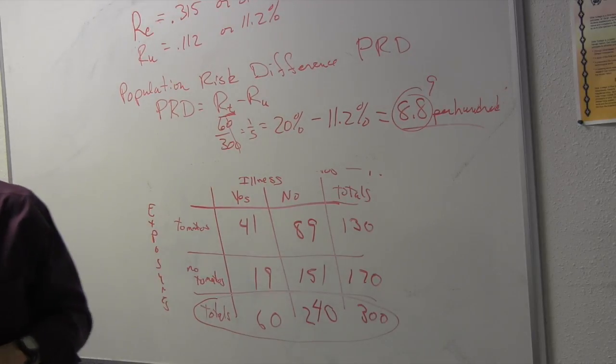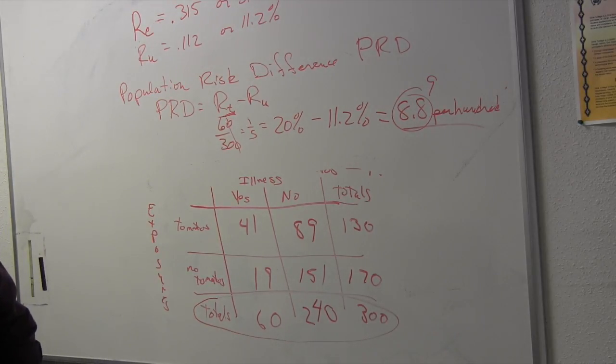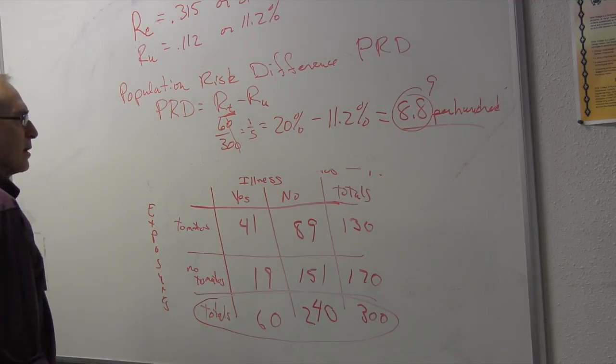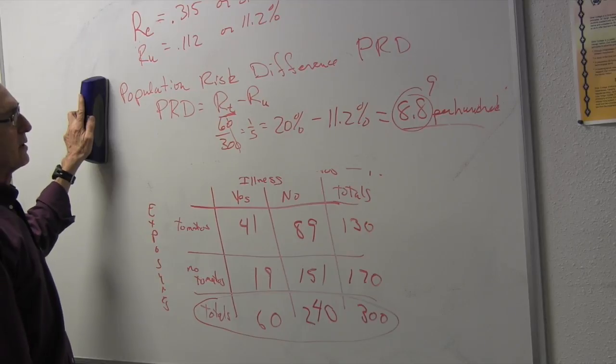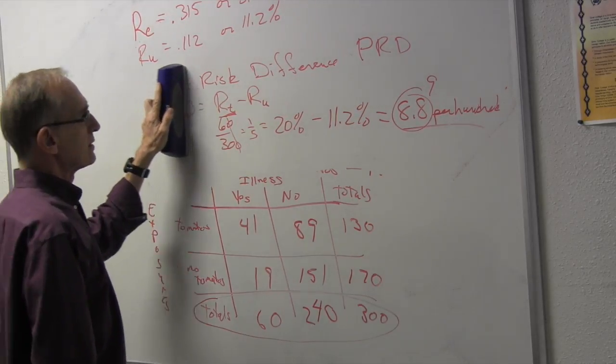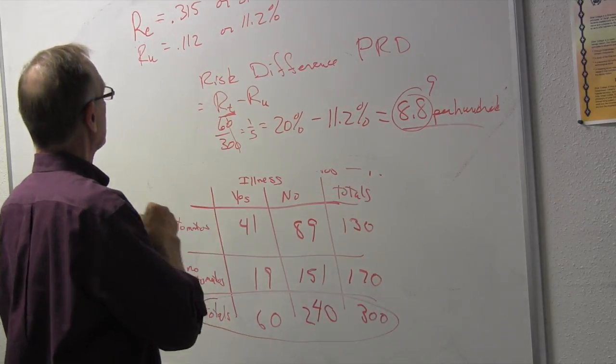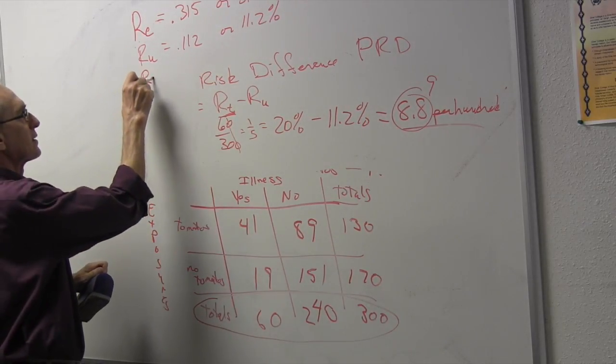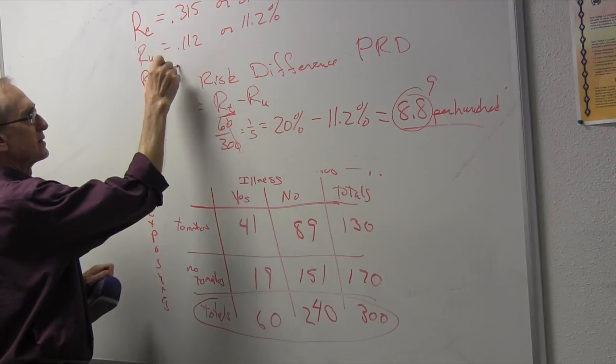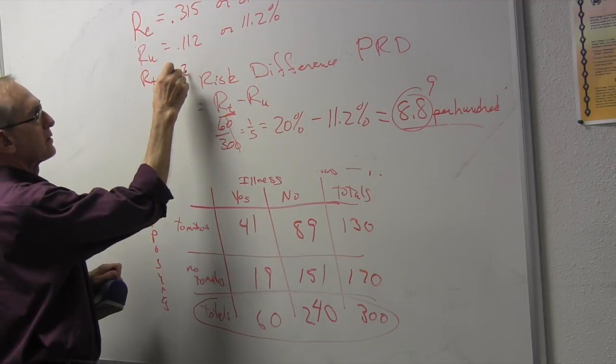Okay, so that takes care of the first 5 questions. There were only 2 more, and those were the attributable risk. Let's see, we're going to need this rate in the total. Let me write it up here. Rate in the total was 0.20.